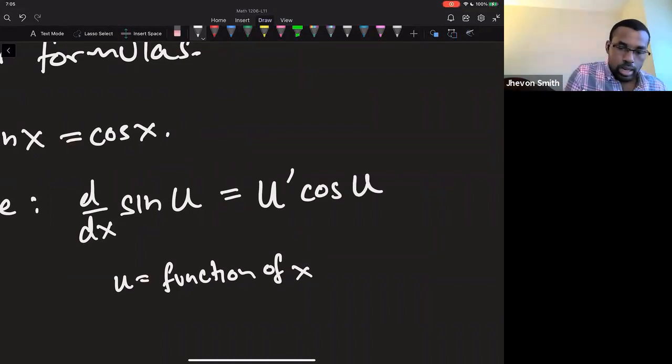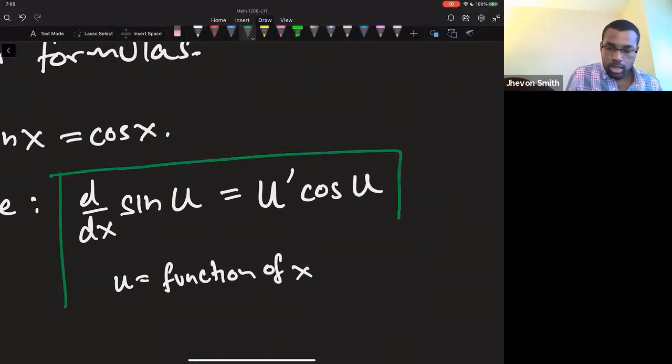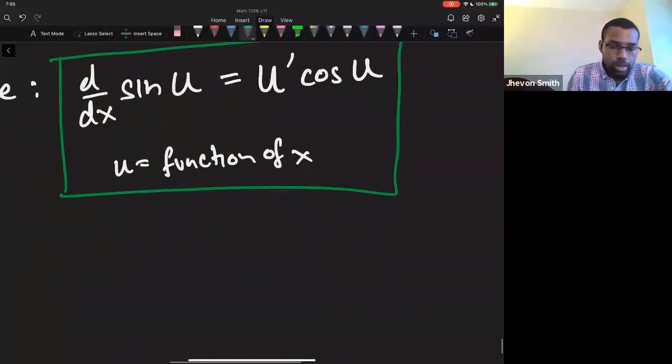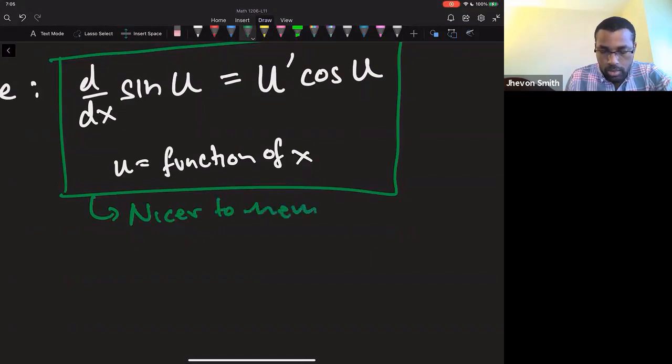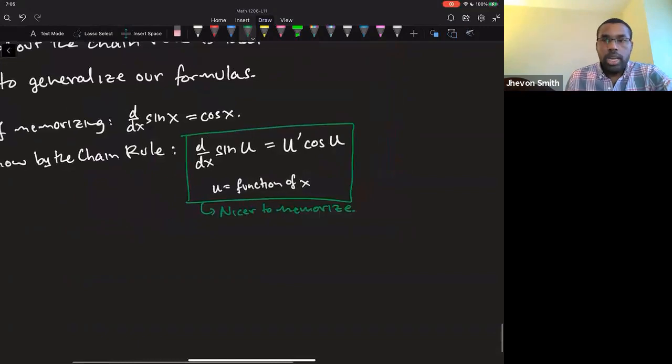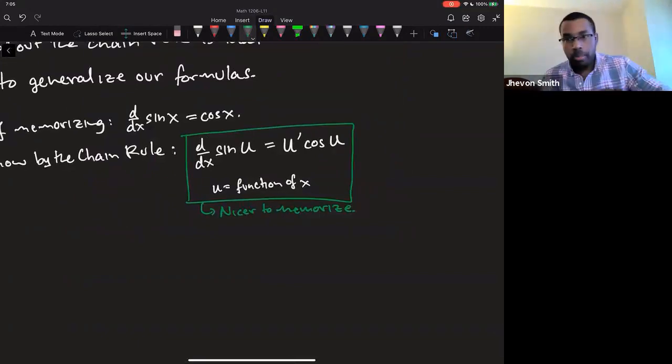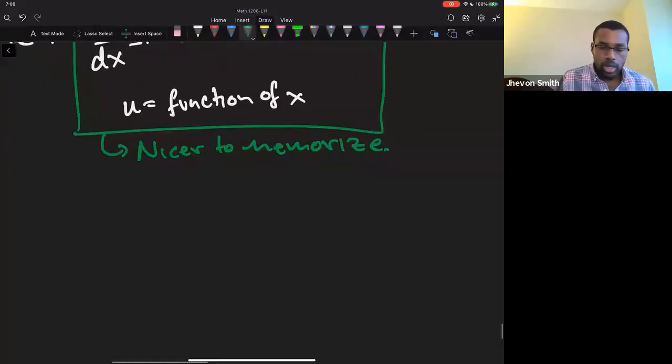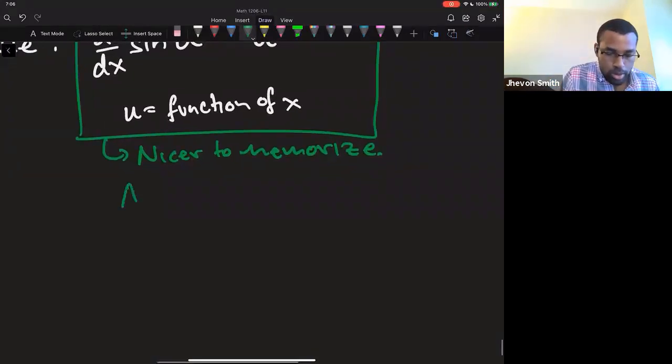So this guy here is nicer to memorize. Because it can give you so much more bang for your buck by knowing that, right? The derivative of sine of u is u prime cosine u. And of course, it includes the original formula, because if u equals x, then u prime we know is 1, and so you get it back, right? Nicer to memorize, also includes the original formula.